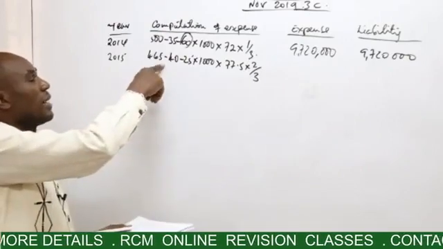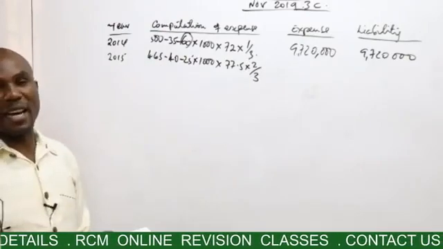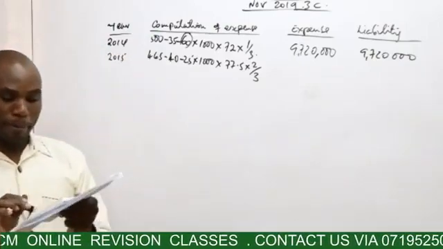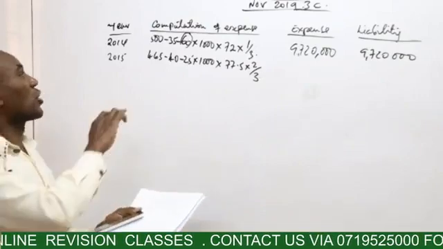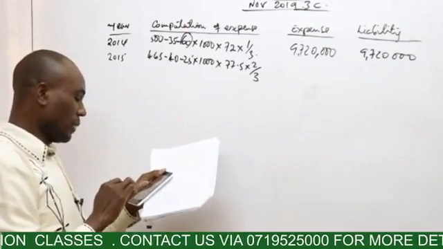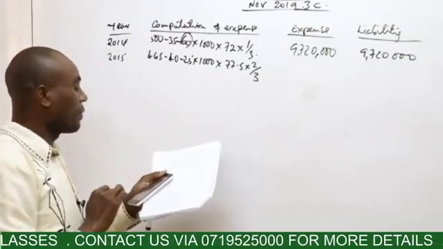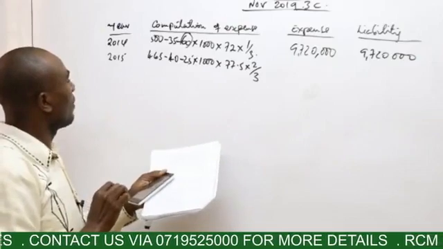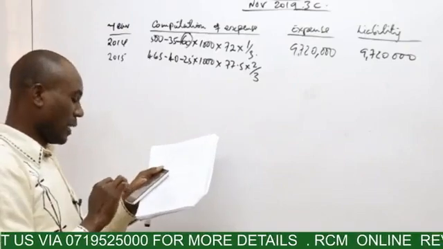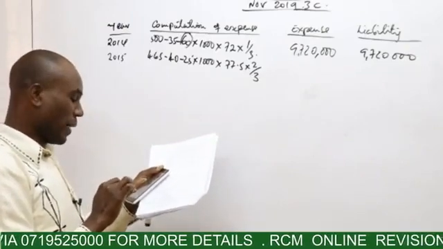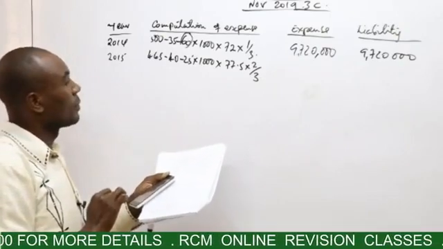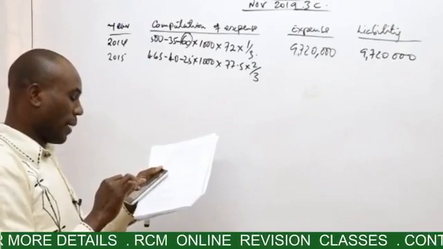Then when we come here, they should also give us the estimate, or they give us the actual. Therefore, in year 2015, 465 minus 40 minus 25, we get 400, if I'm not wrong. Then we multiply by 1,000, then we multiply by 77.5, then we multiply by 2 over 3.